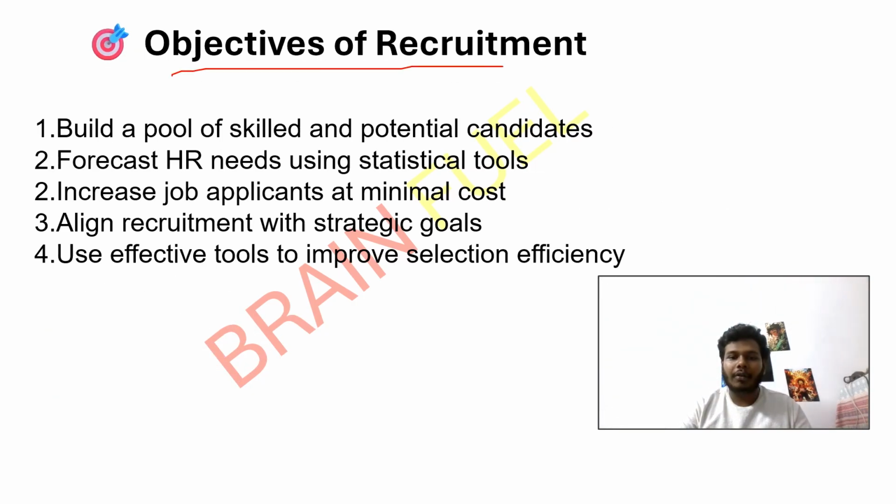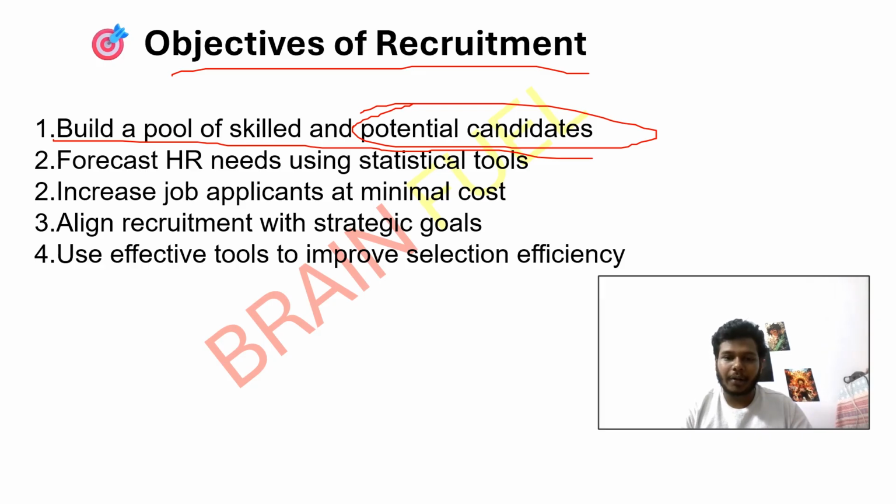So, objectives of recruitment: build a pool of skilled and potential candidates. Here, the potential candidates, if you're looking for someone who can do coding for you, will be someone who has done BTech or who has done courses like C++, Java, Python, etc.